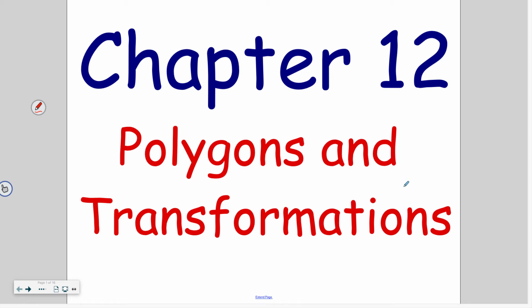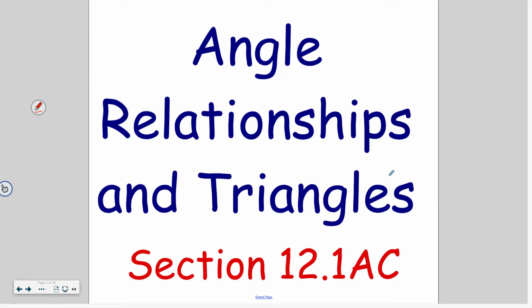Hello class, today we are starting chapter 12, which is about polygons and transformations. Today's lesson will focus on angle relationships and triangles. This is section 12.1a and c.